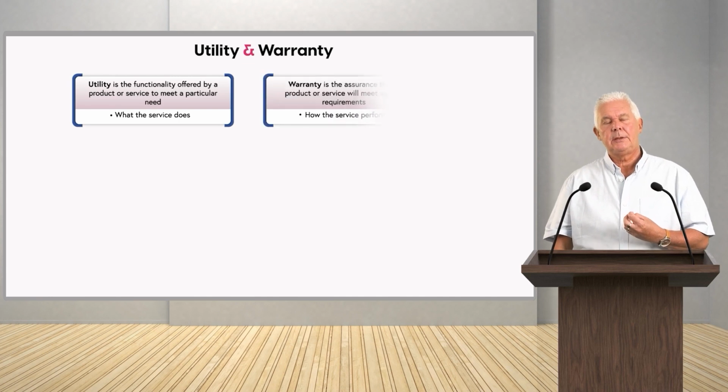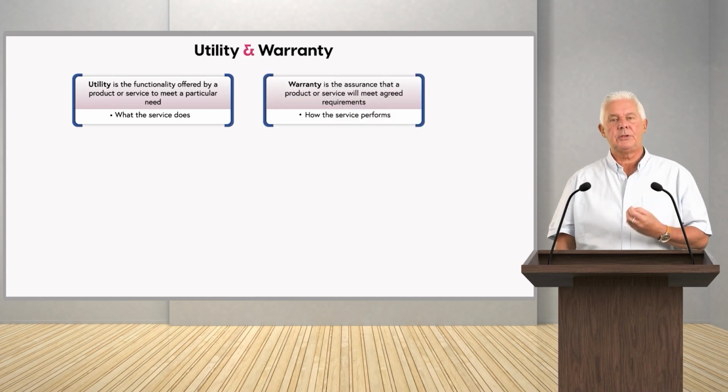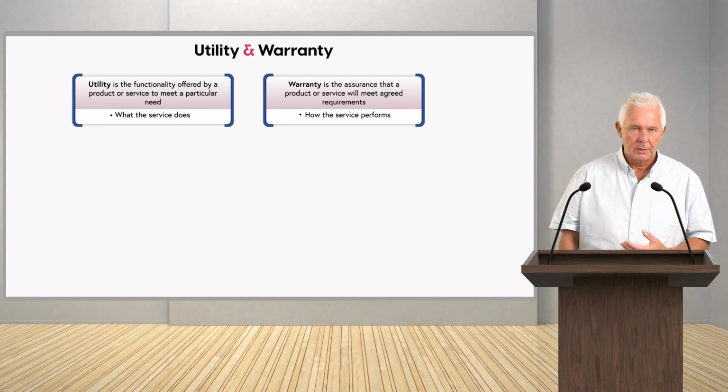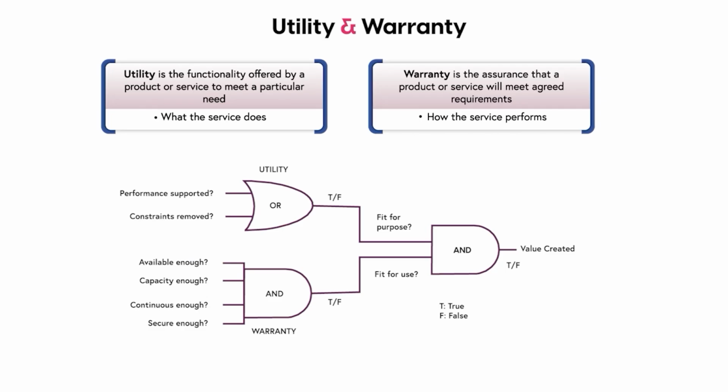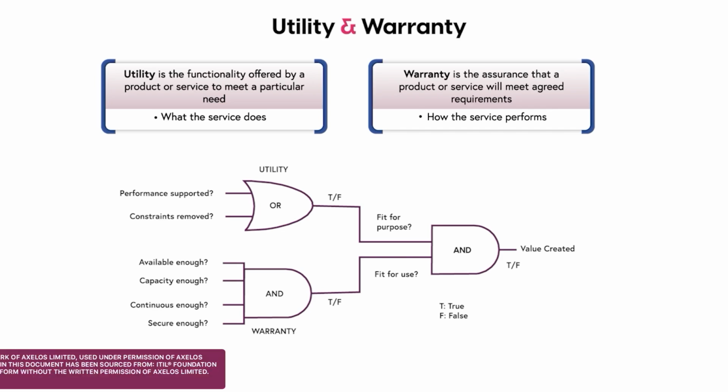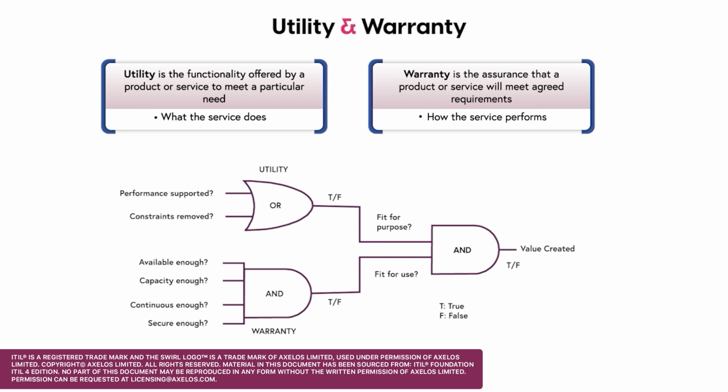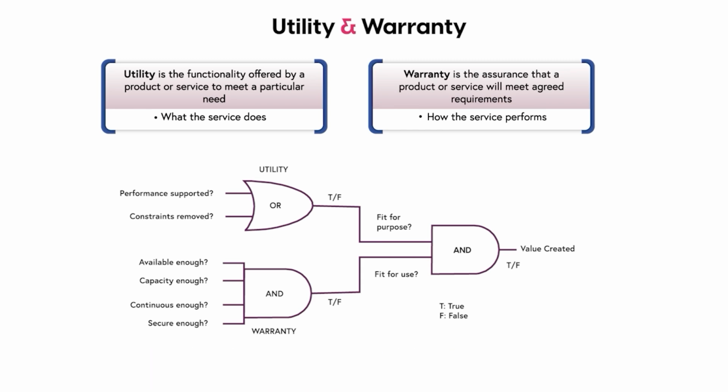Warranty is the assurance that a product or service will meet agreed requirements. So it's how the service performs. There's no point having fantastic functionality if when the contact centre wants to use the service, it's down. There's no point having fantastic functionality if when you get more than 10 users on the system, it runs really, really slow and customers get frustrated, they put the phone down, they can't be bothered to wait.